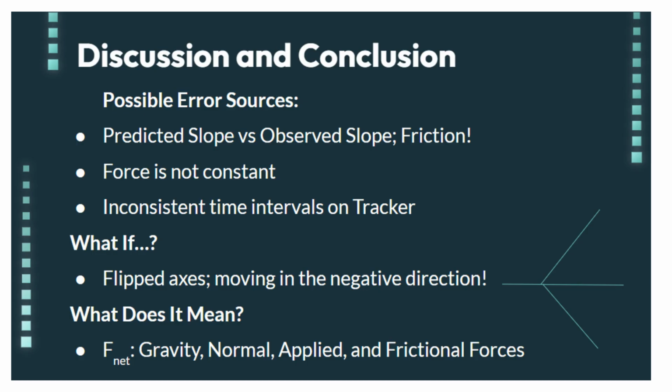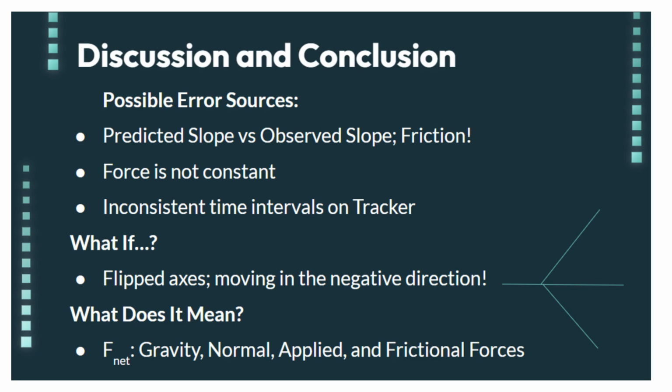Additionally, the force is not constant, so it's a little bit faster at the beginning because that force is applied non-consistently, and it's a little bit different than it is at the end. And finally, inconsistent time intervals on tracker, because it's manually being predicted, it's not always going to be the same every time, which could result in a little bit of error. For the what-if hypotheticals, if we flipped the axis and had the marker rolling from left to right instead of right to left, the graph would be going in the negative direction. So here's what it looks like now, moving away from the x-axis in the positive direction, but if we flipped it, it would be moving away from the axis in the negative direction.